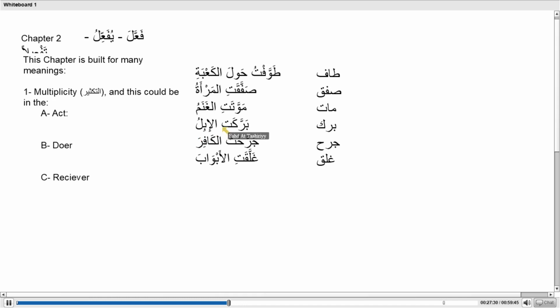In بركة الإبل, where is the multiplicity shown? In بركة الإبل? In the doer. Okay? In موتة الغنم? In the doer. Is al-ghanam the doer of death?